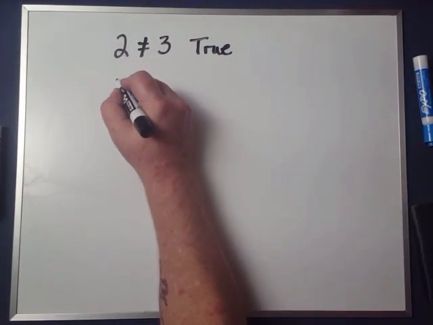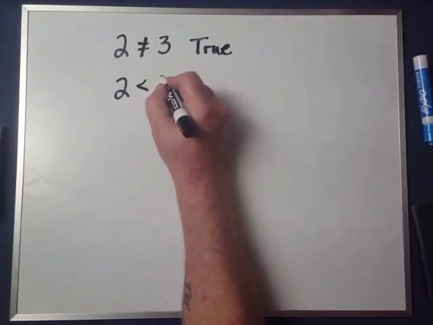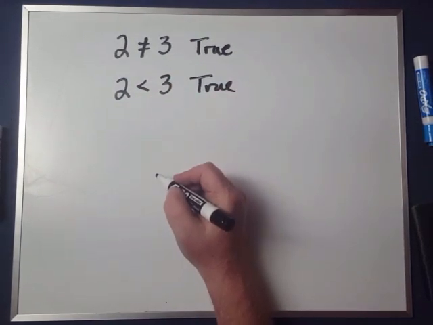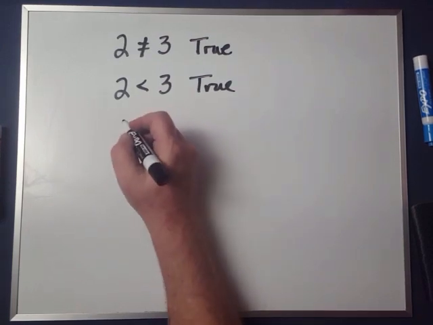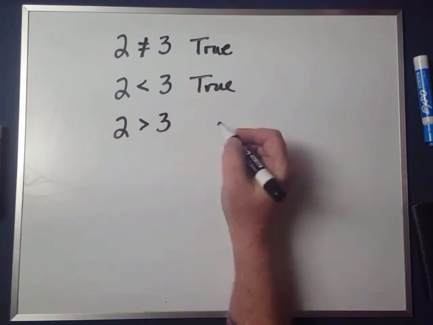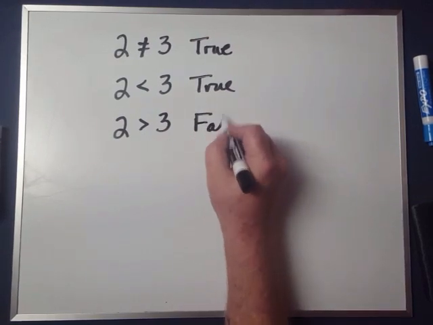I'm sure you would agree with me that 2 is less than 3. That is a true statement. I want to evaluate the truth of this statement: 2 is greater than 3. Certainly that's false.